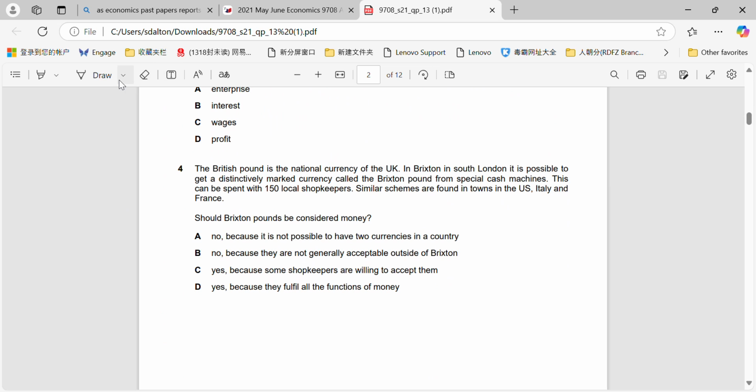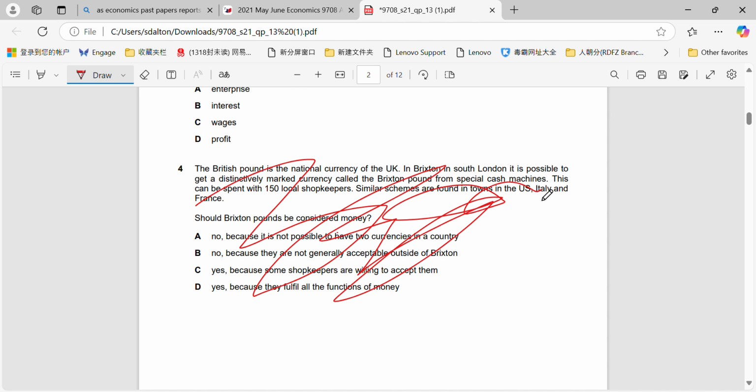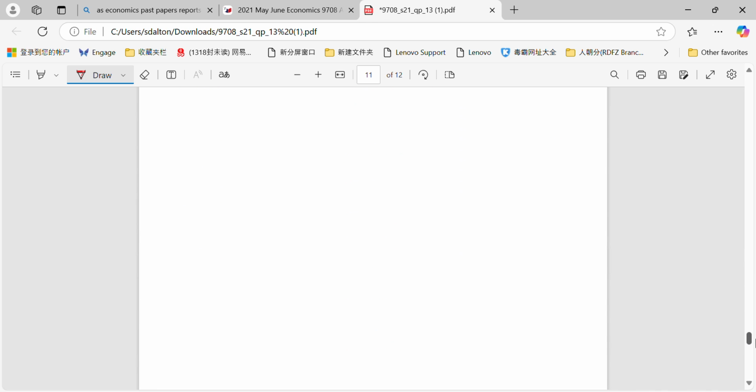So question 4, functions of money, is no longer on the syllabus for AS level, so we'll mark that question off. Money is now moved to A level. So we start at question 30.